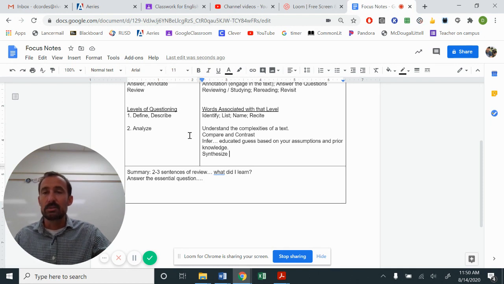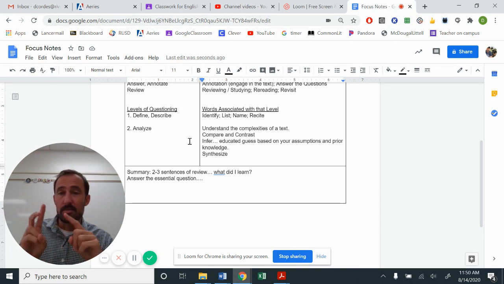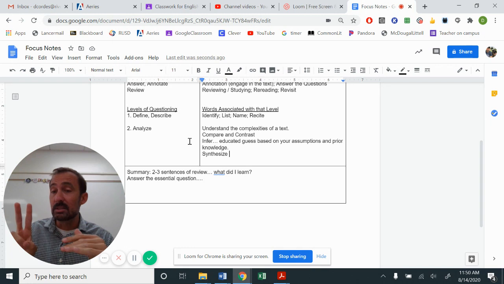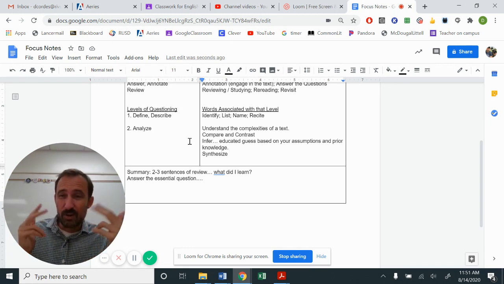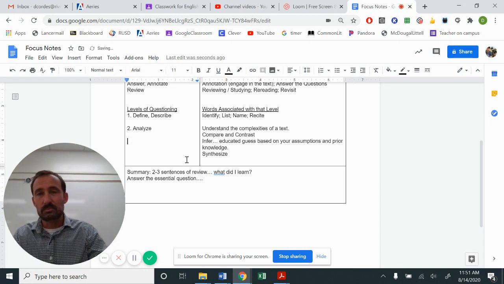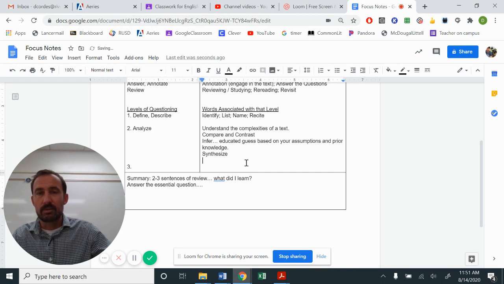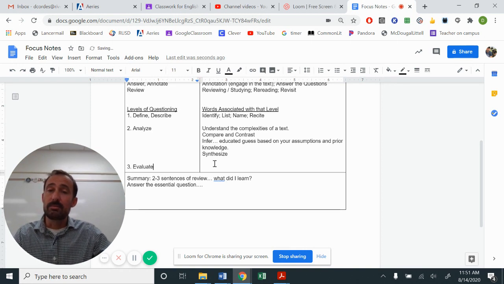Okay. So define and describe, that first level, is very basic: define, describe, list, identify, name. The second one is where you analyze things. So you understand, you compare and contrast, you infer, you synthesize. Your brain is functioning on its own to come up with new and different answers. Now, the third level of questioning is where you begin to evaluate.